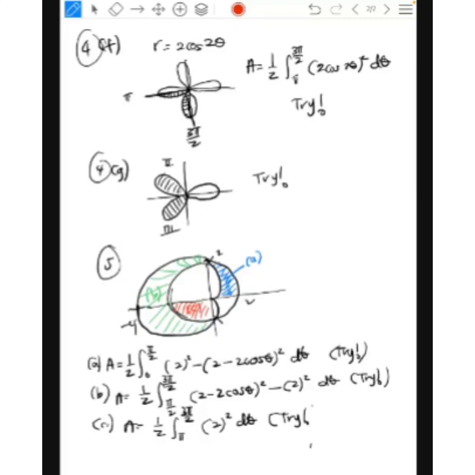Okay, that's it for 4.1, the area in polar coordinates. So let's go further into 4.2. What is 4.2? Double integral now. It is double integral.